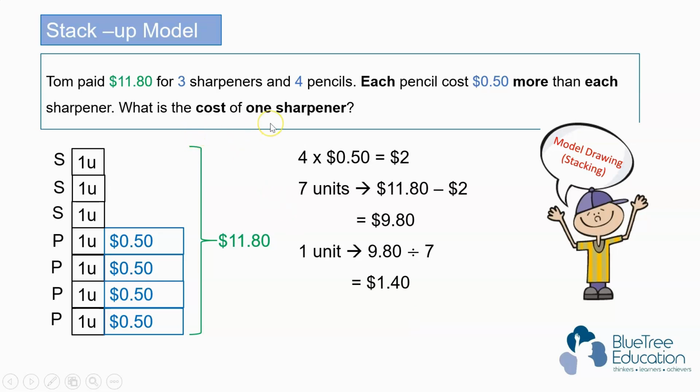So let's read the question again. They're asking us to find the cost of 1 sharpener. So let's look at the model. We know that 1 sharpener is actually 1 unit. Hence, the cost of 1 sharpener would be $1.40.